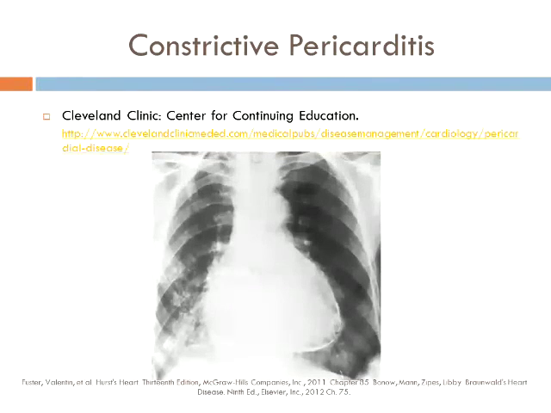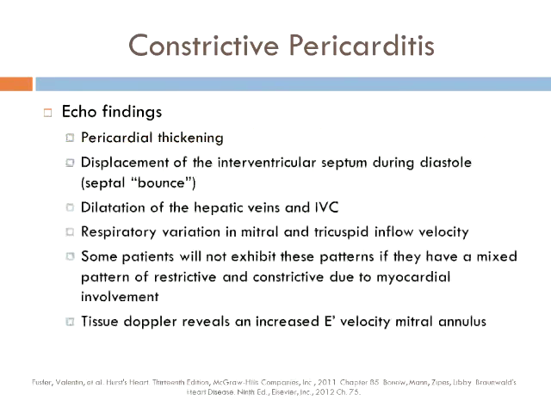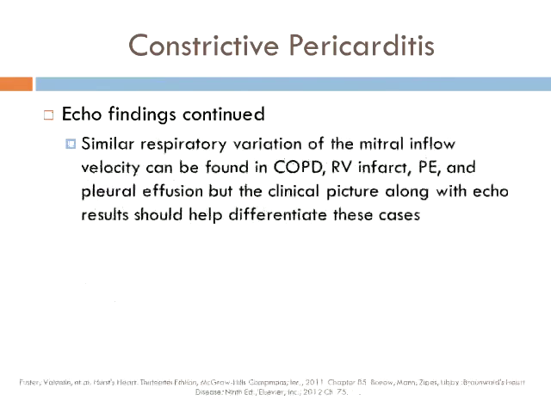Echo findings, you'll see pericardial thickening, displacement of the interventricular septum. We actually see what's called a septal bounce. You'll see the septum literally kind of bouncing. Dilatation of the hepatic veins. We'll see the variation across the valves as well. One of the things we have to make sure is we'll see these variations as well in a few other conditions: COPD, RV infarct, and PE, so we have to make sure to get good history information on these patients.